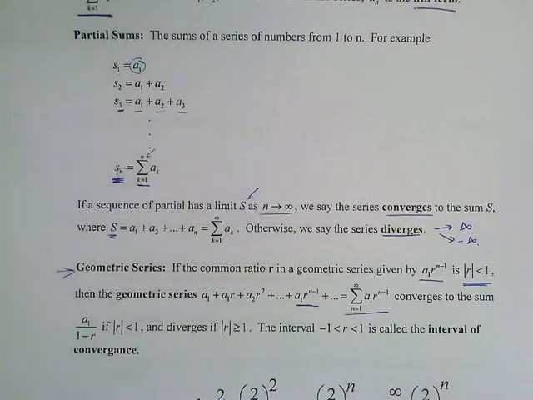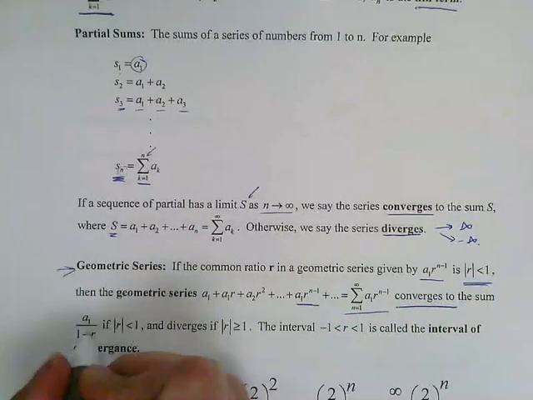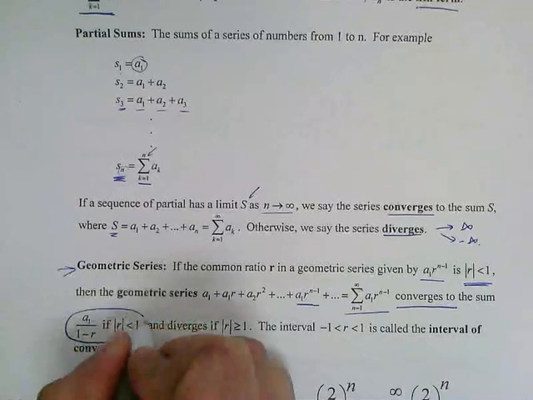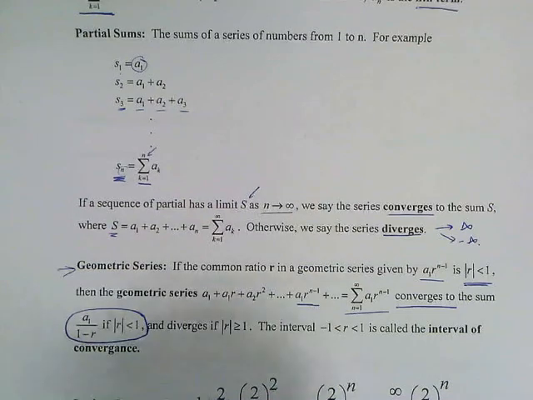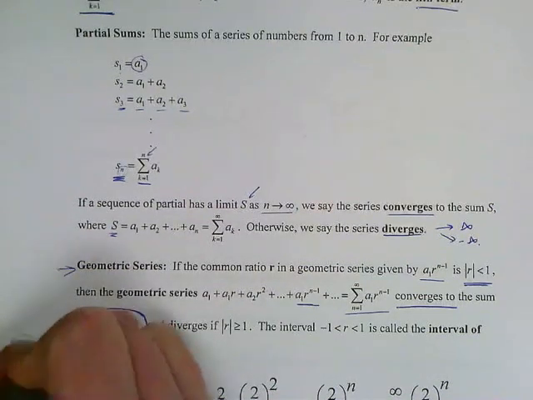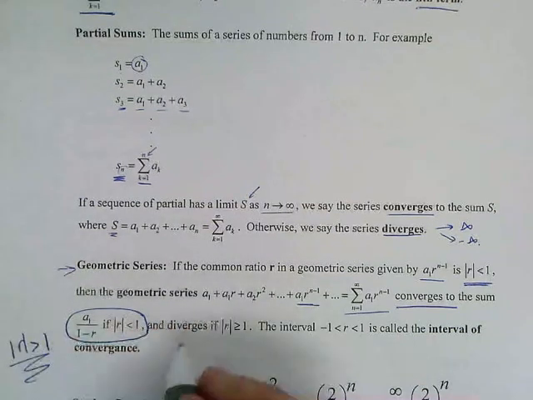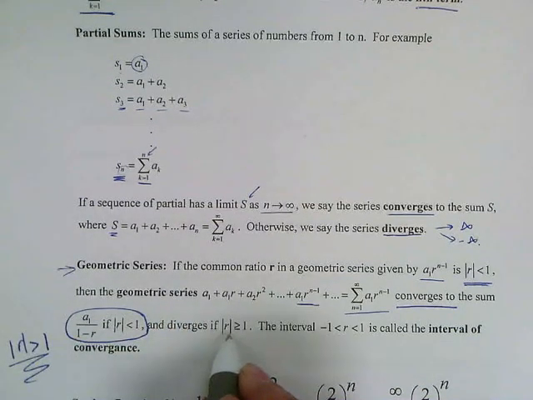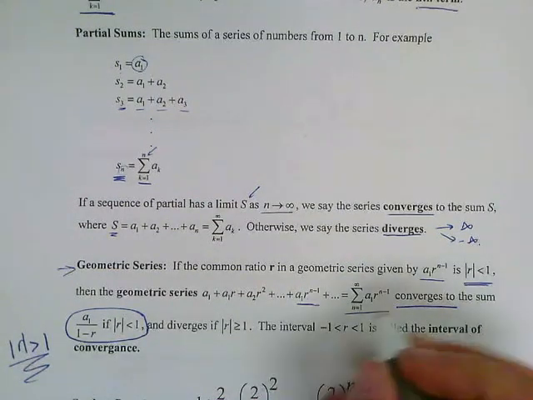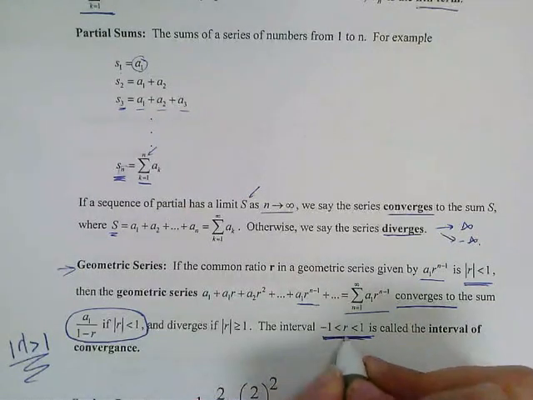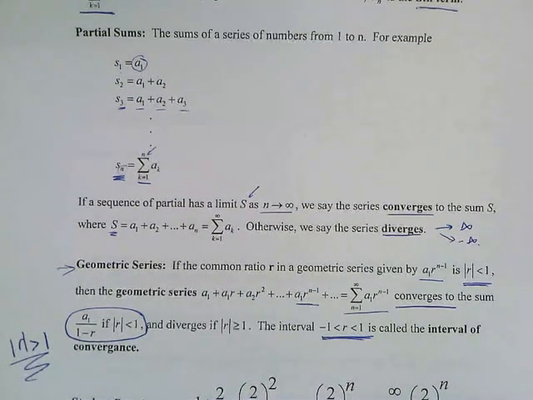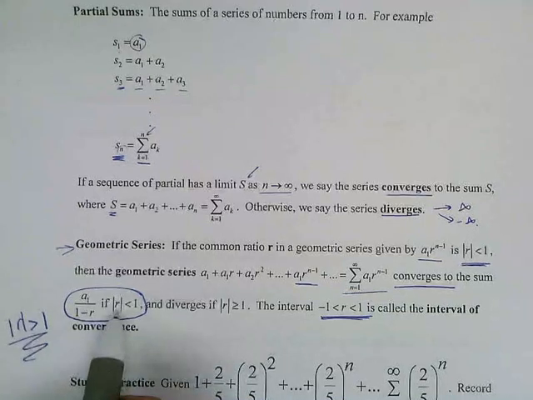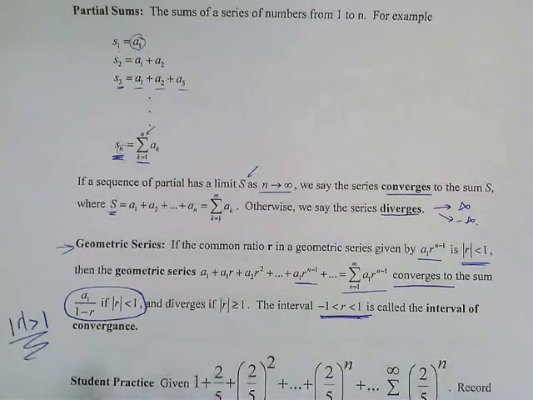It converges to the sum of a1 over 1 minus r only if the absolute value of r is less than 1. This is going to be a key. And it diverges if the absolute value of r is greater than or equal to 1. So if r is between -1 and 1, this is called the interval of convergence. Okay? So if r is between -1 and 1, this is called the interval of convergence.